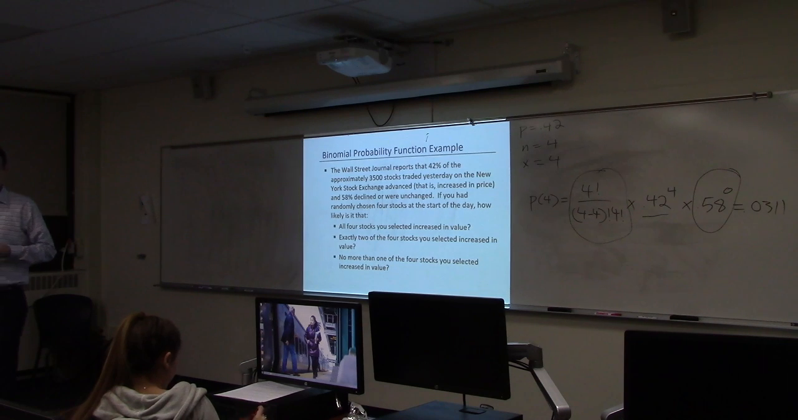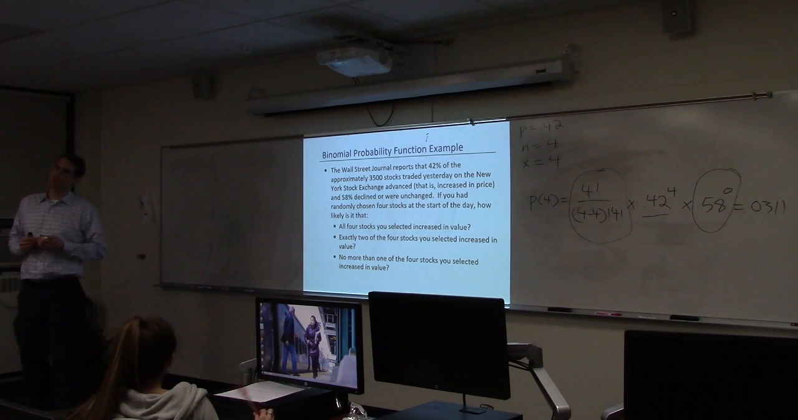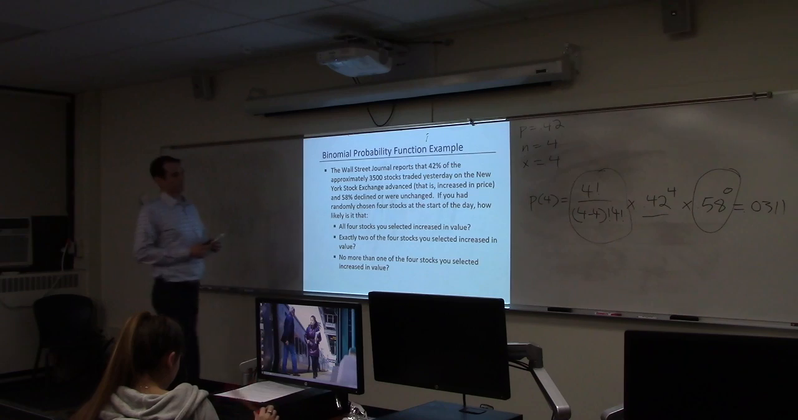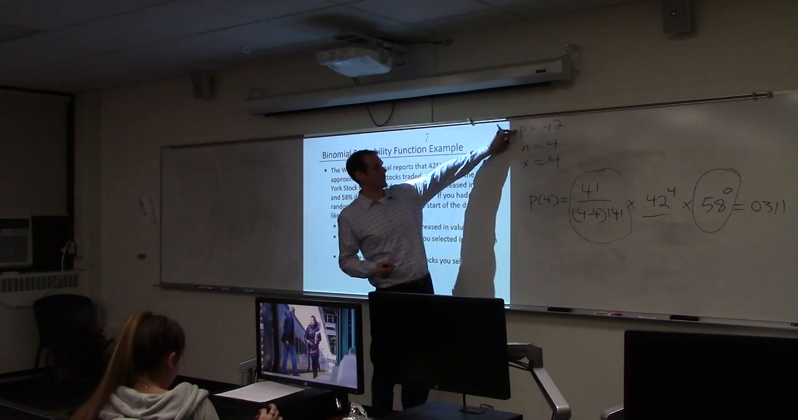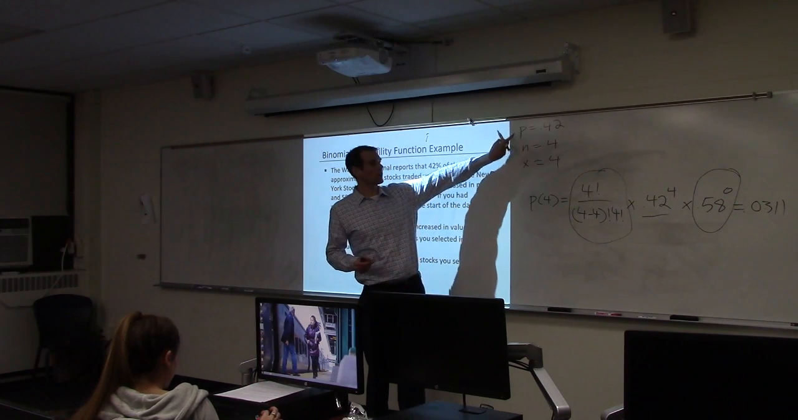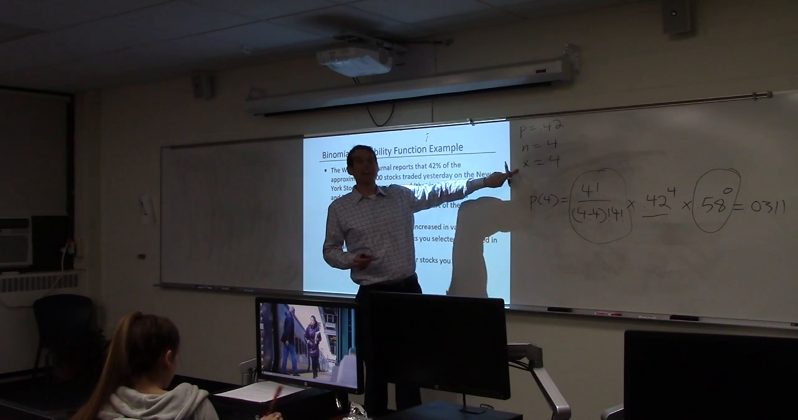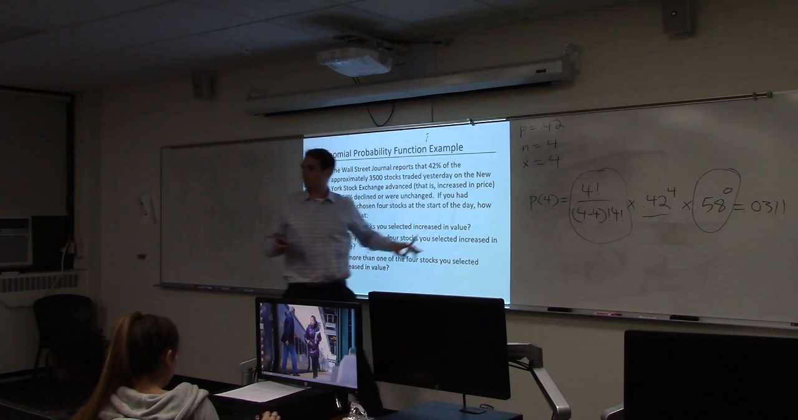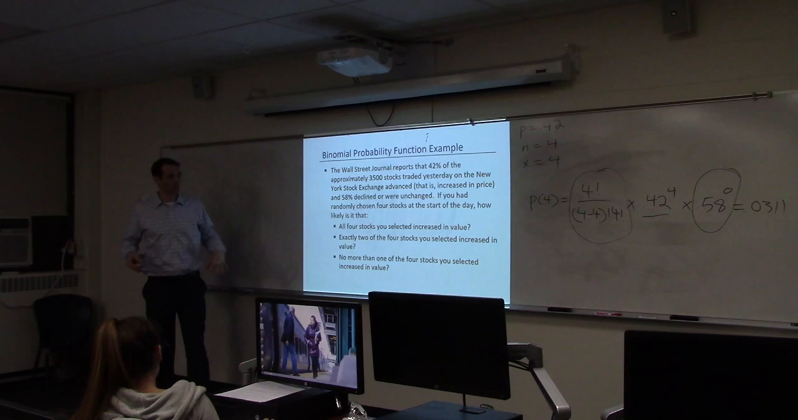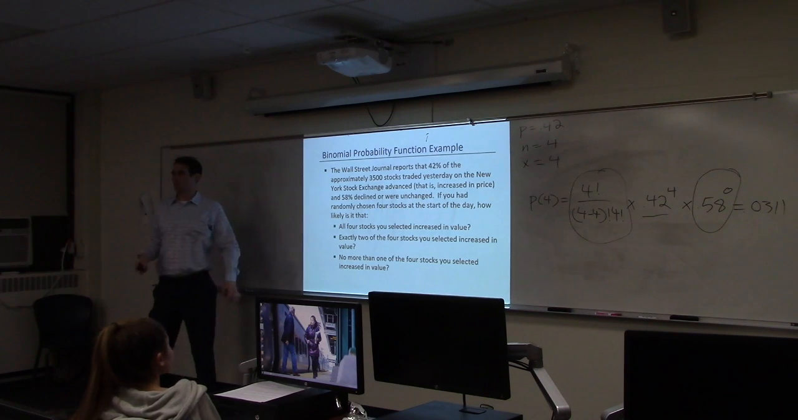So n would still be 4, but x would be 2. So it would be like the same equation, but with those numbers. Exactly. So the probability is still 0.42 each one. N would still be 4, x would be 2. So we would put in 2, and we would crunch those numbers.